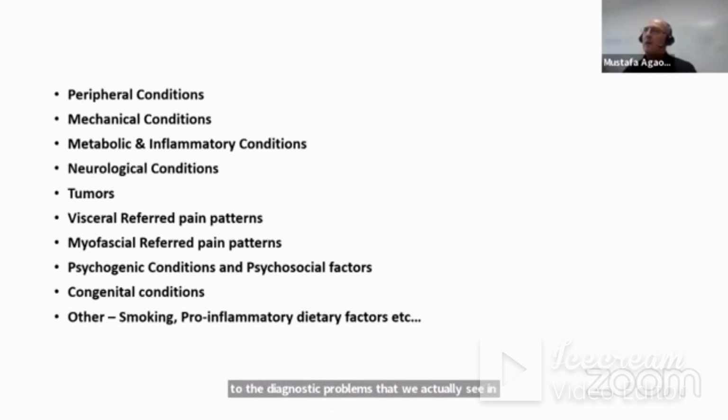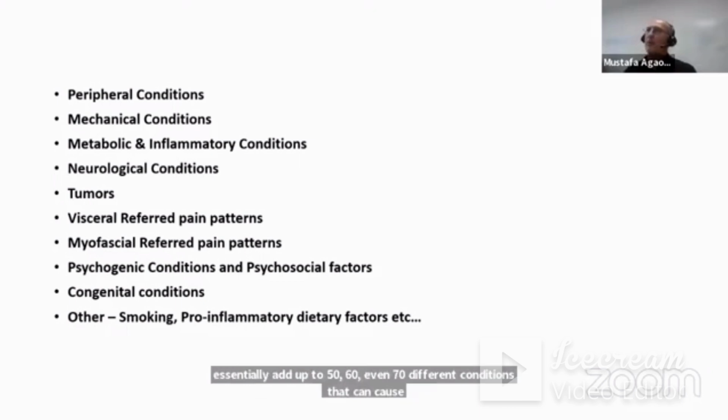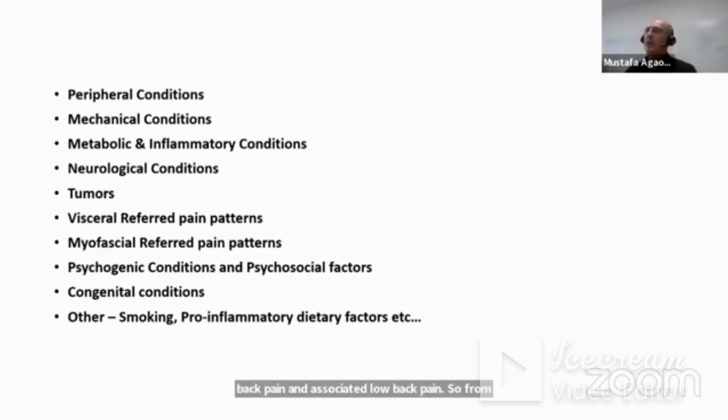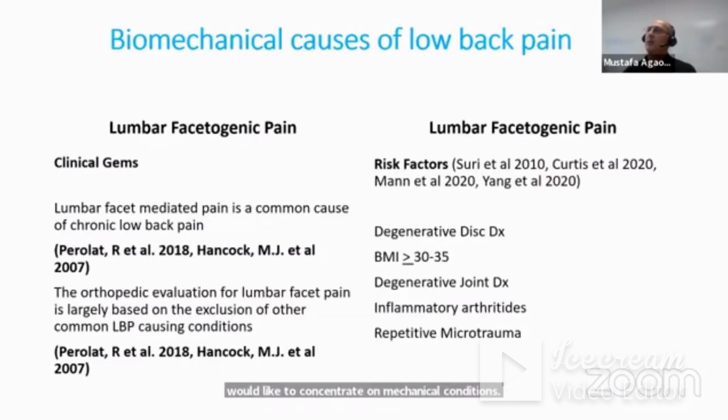So under each subject topic, we can essentially, from the top of our heads, count tens of conditions and add up to 50, 60, even 70 different conditions that can cause back pain and associated lower back pain. So from this, I would like to concentrate on mechanical conditions. And out of the mechanical conditions, I would like to first just go over lumbar facetogenic pain.